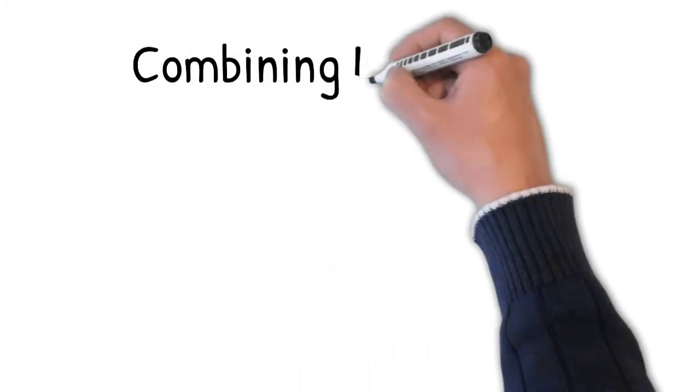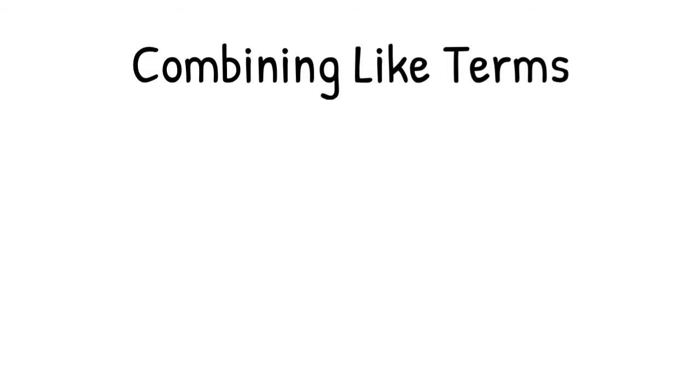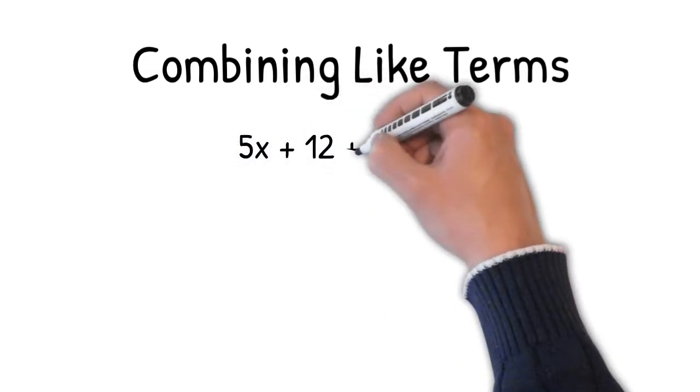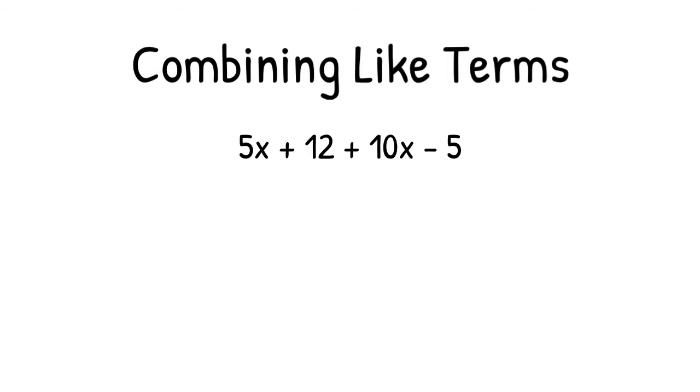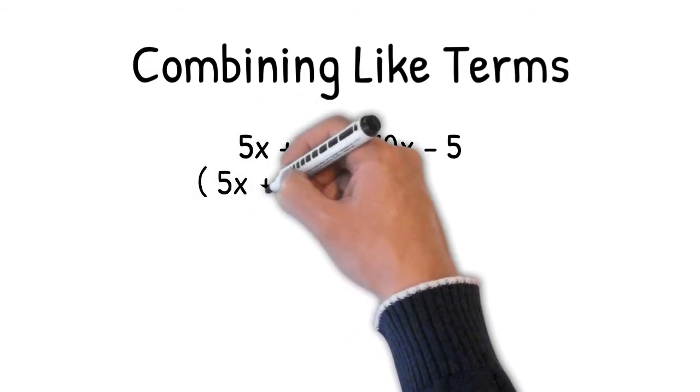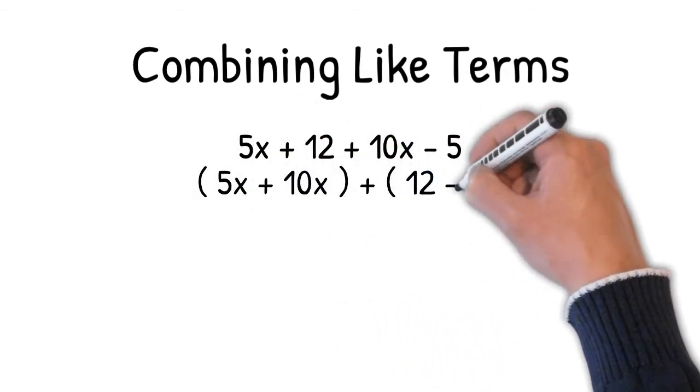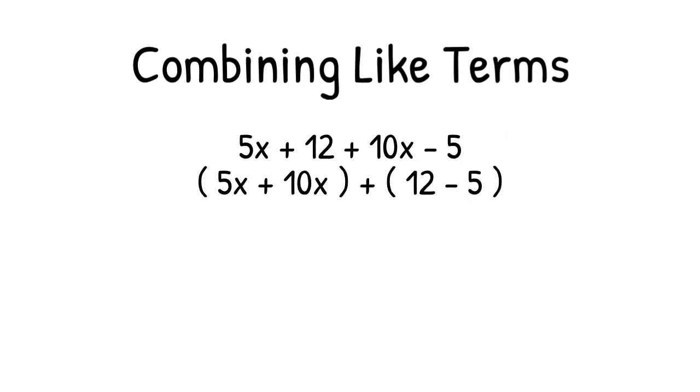Now let's look at this thing called combining like terms. What is significant about like terms is that when we are simplifying algebraic expressions, we can combine like terms. To combine like terms, we add or subtract the coefficients of the terms. Like let's take 5x plus 12 plus 10x minus 5. First thing we want to do is try to group together the x terms and the constant terms. So let's put 5x plus 10x together plus 12 minus 5, the constant terms, together.